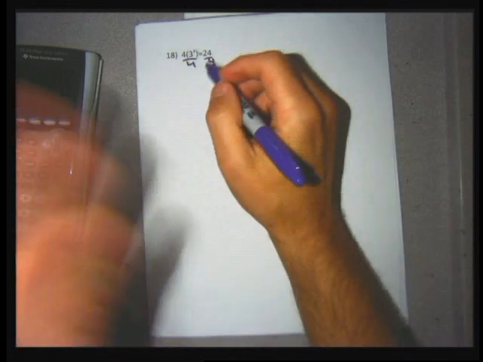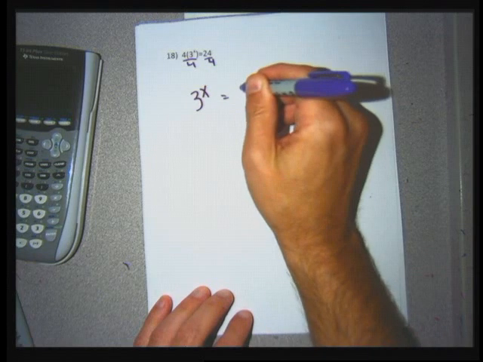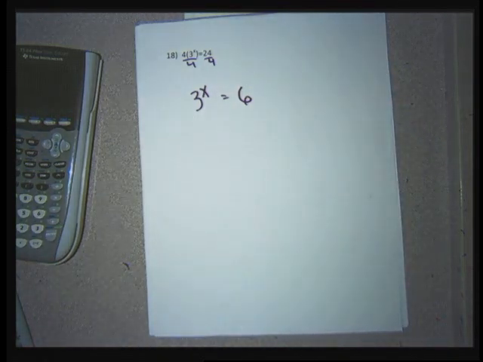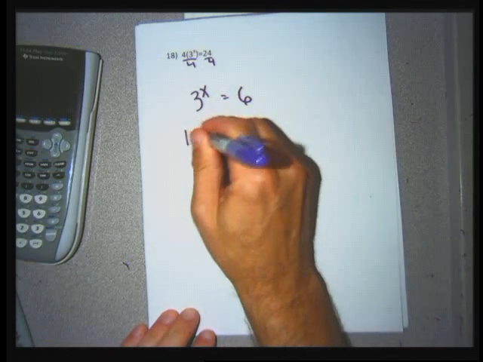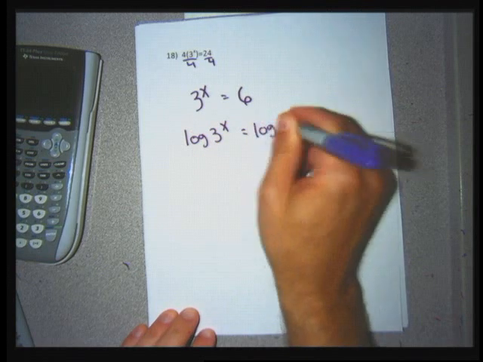When I do 18 and 20, the first thing I need to do is get the piece with the exponent isolated, so I'm going to divide both sides by 4. In 18 I divide by 4, and in 20 I'm going to divide by whatever that number is. So in 18 I need to rewrite the problem so that only the 3 that the exponent applies to is on the left-hand side. Now I'm going to take the logarithm of both sides: the logarithm of 3 to the x equals the logarithm of 6.